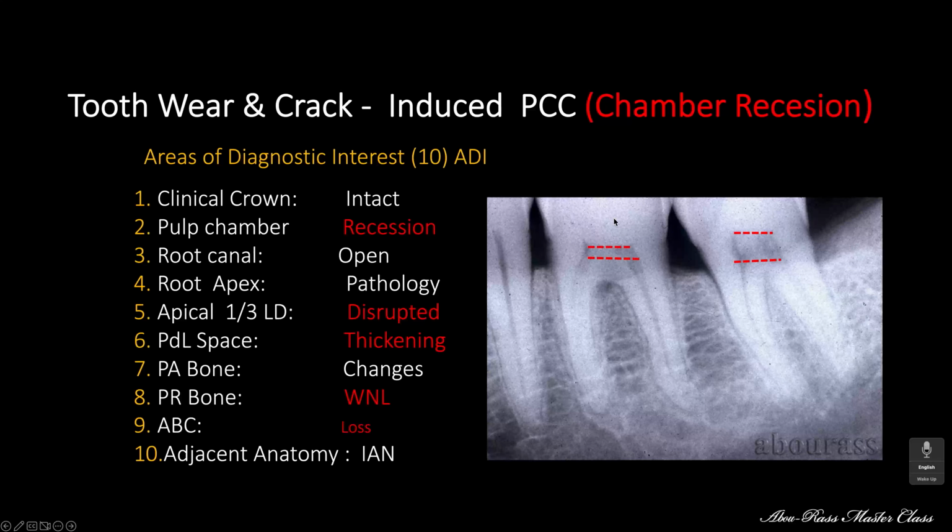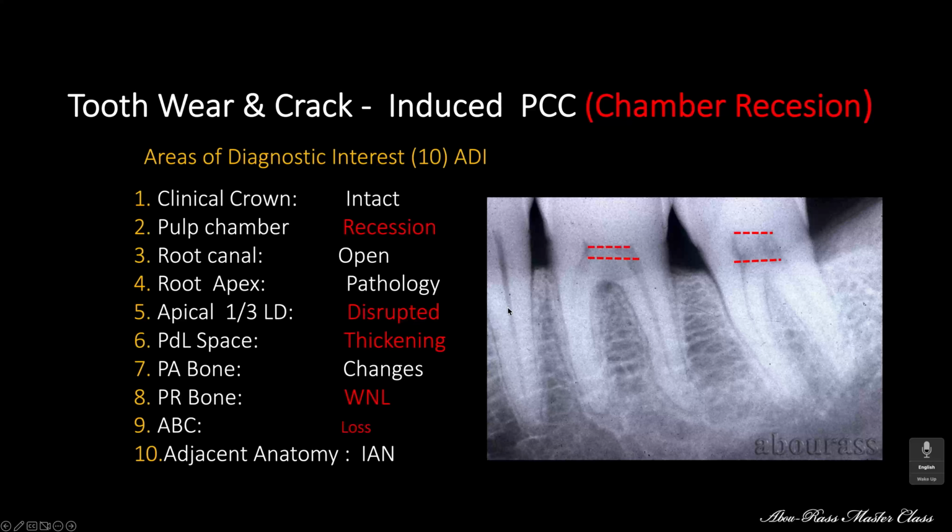This patient has a habit of chewing on garbanzo beans, which created advanced attrition. And you can see now the induced pulpal calcification, the shrinkage of the pulp chamber compared to the tooth next door. This is what we call either a pulp chamber shrinkage or chamber recession.